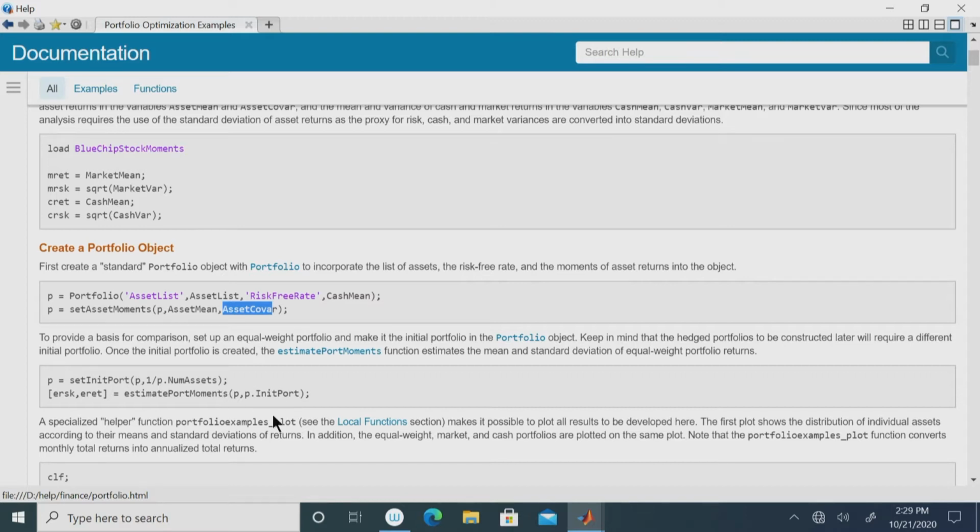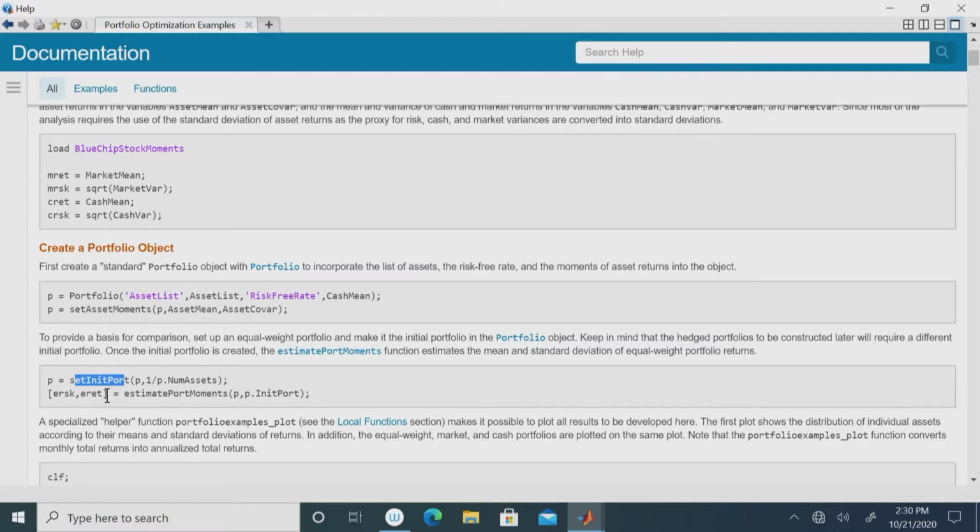Then, for the purpose of comparison, we set up an equal weight portfolio, and by equal weight portfolio I essentially mean that the weights assigned to the portfolio are all identical to each other, and we make it the initial portfolio. Accordingly, you see that we set the initial portfolio to be 1 over p, the number of assets, and so that means the E risk and E return. The E here stands for the equal weighted portfolio.